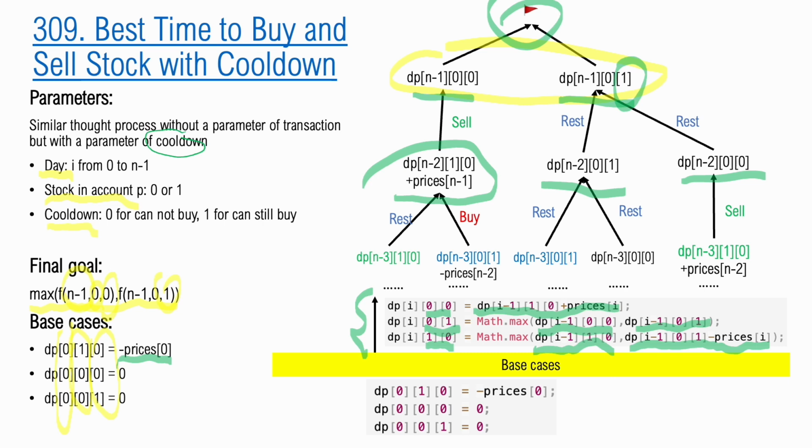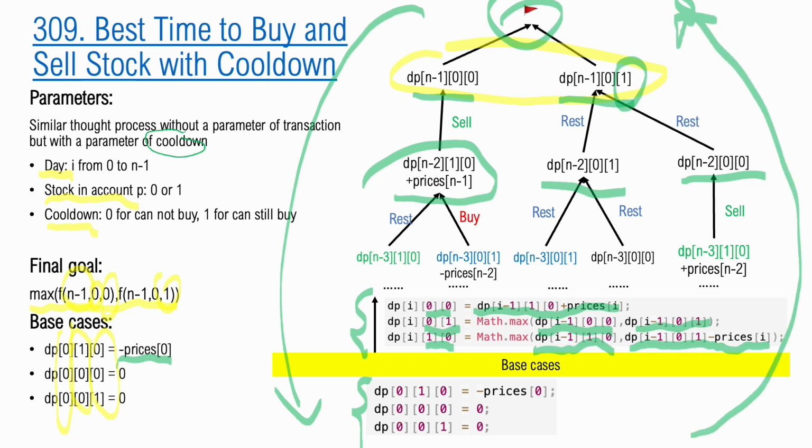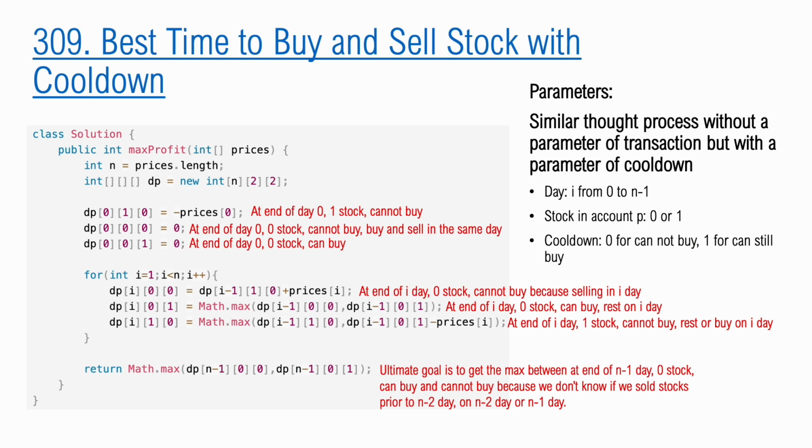And then these will be the base cases for the top-down approach. You can recursively call, and when the recursion stack pops, you will automatically build the DP table. But we will just use the bottom-up approach as an example. Basically, from the base case we build up a DP table directly to keep track of all the subproblems until we reach the final answer. So again, you have 3 parameters: day, number of stocks in the account, and cooldown.